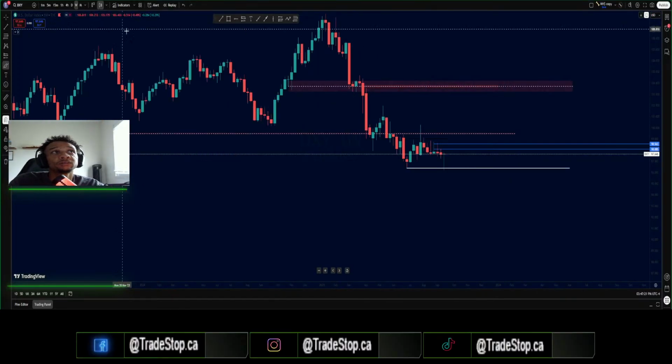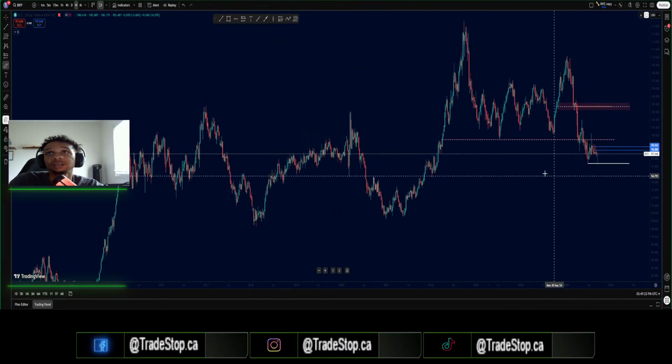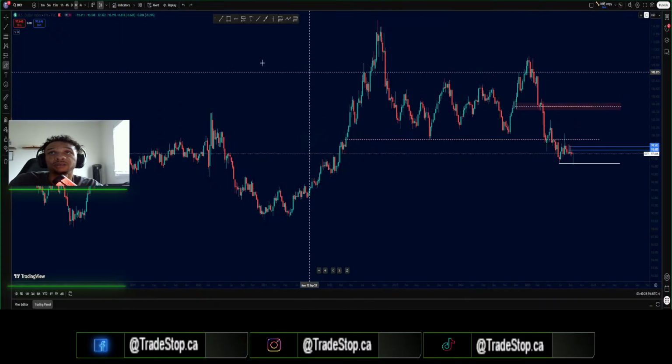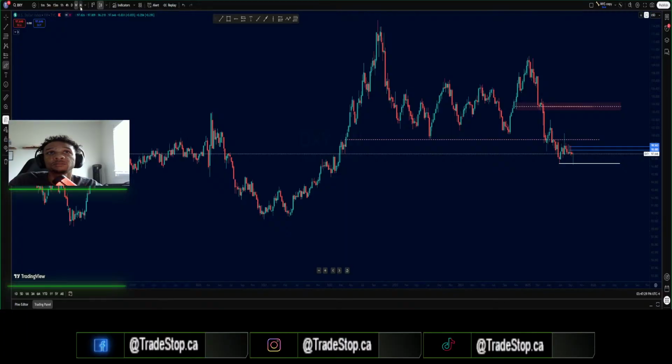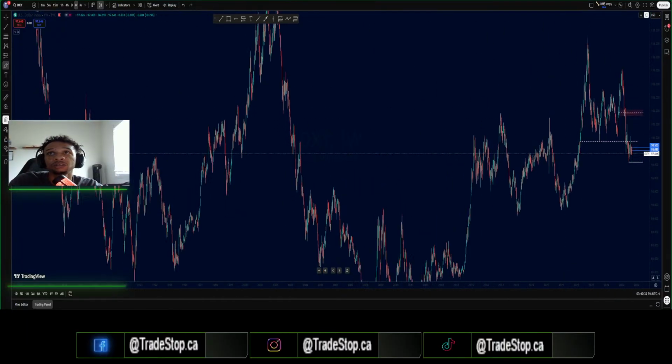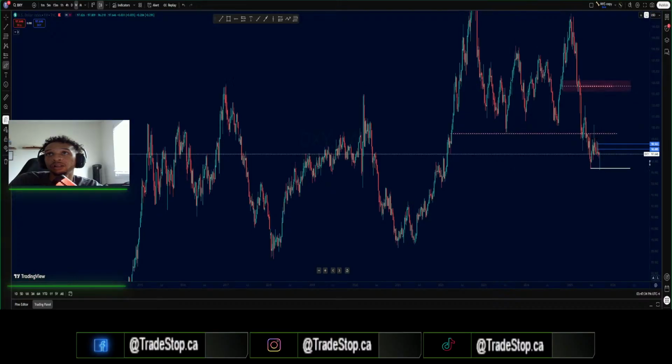So if we drop down to the weekly, similar kind of thing, except now it looks more bearish internally, right? And this is why you don't want to let it mess with your head too much.